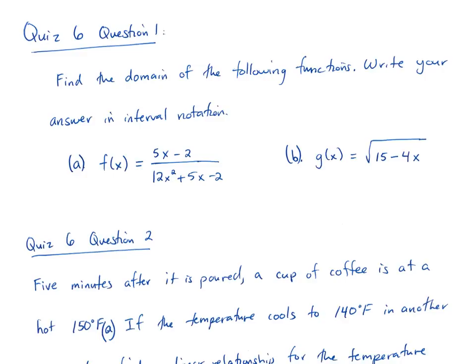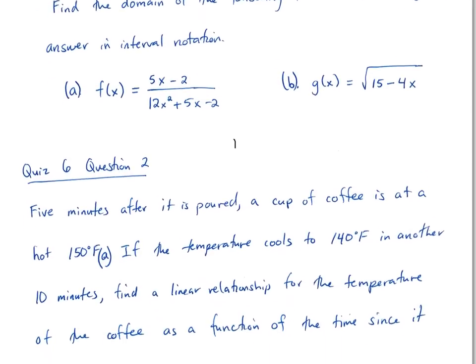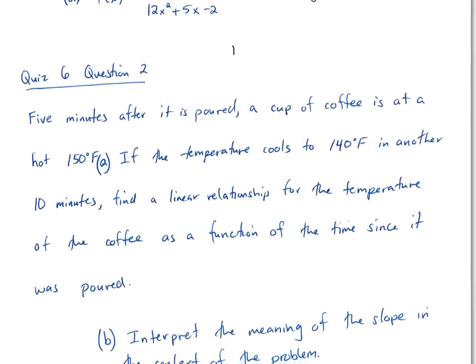Here you'll find the quiz that's going to replace our Thursday in-class quiz. There are 2 questions with 2 parts. The first question comes from section 3, I believe that's 3.4. We talked about the definition of a function and its domain. And then question 6 is a linear regression type of problem.